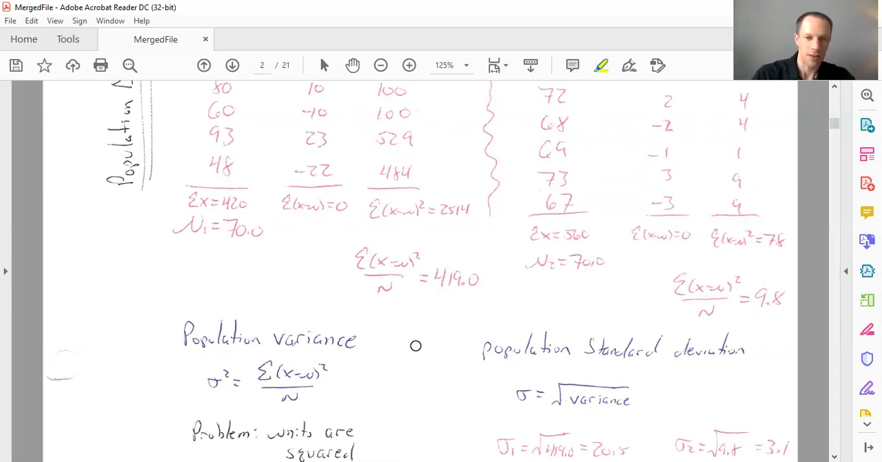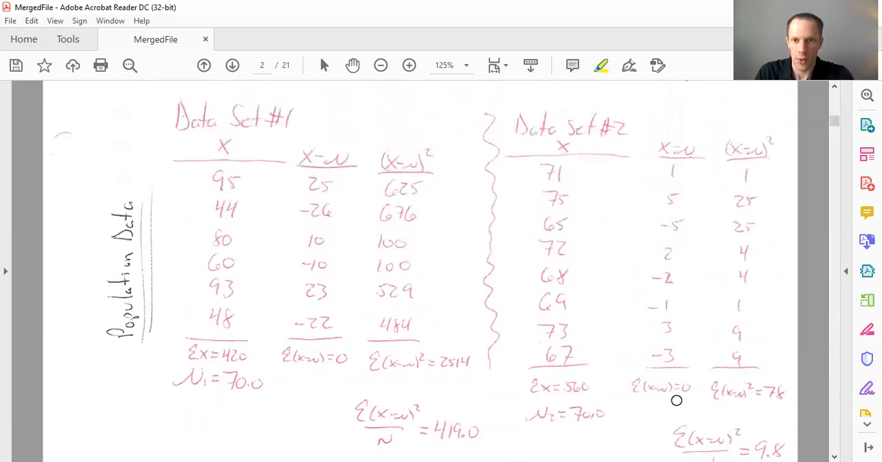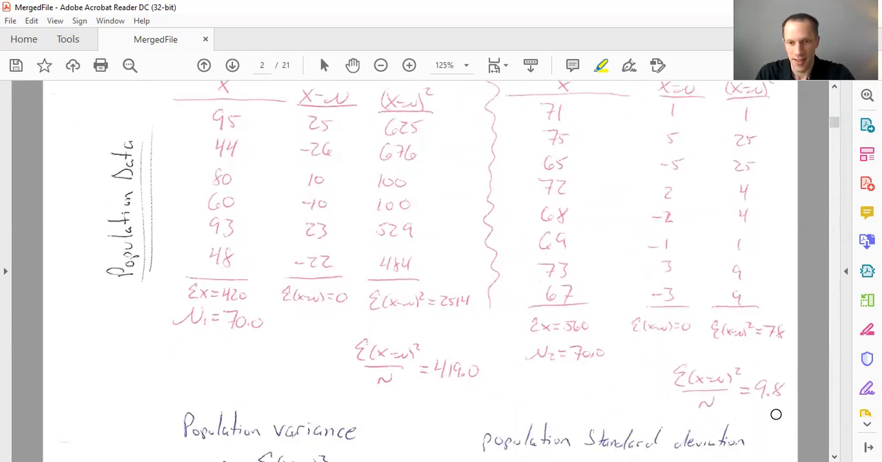But the result is close enough that we could think of it in that way. So if we took the square root of the 419, we would get 20.5 for the standard deviation of data set 1. We do the same calculation for data set 2, which also had a mean of 70. Taking each number minus 70 and then squaring them, adding those numbers up, you get 78. 78 divided by 8, because there are 8 numbers in that list, would give you 9.8.